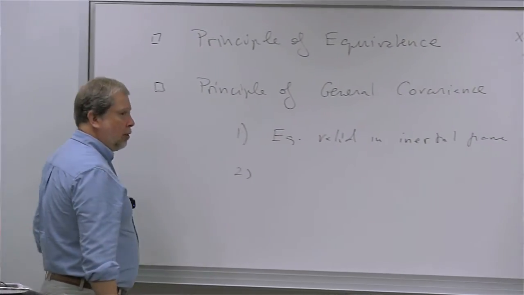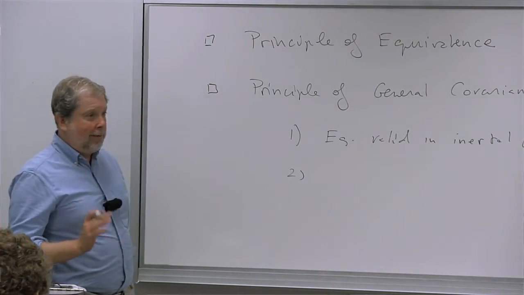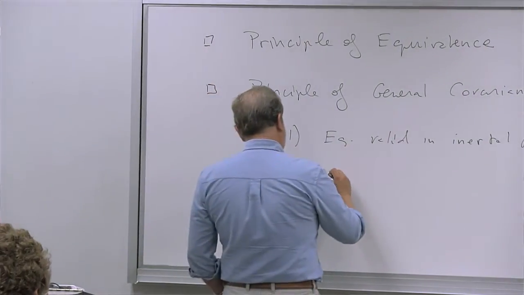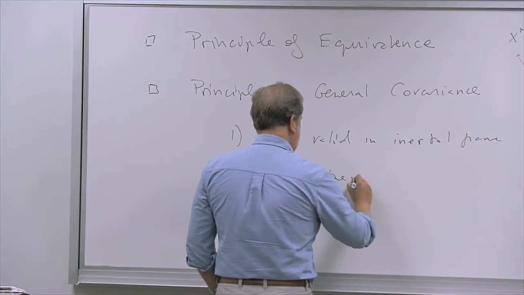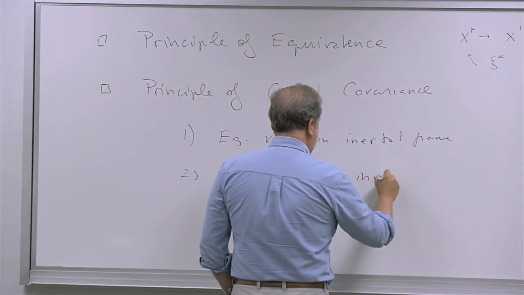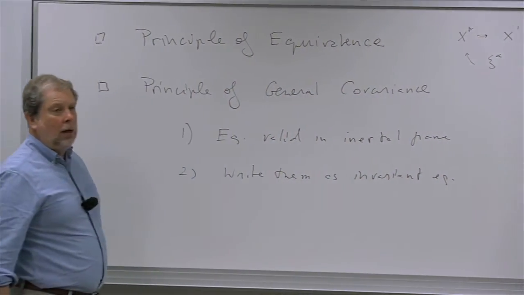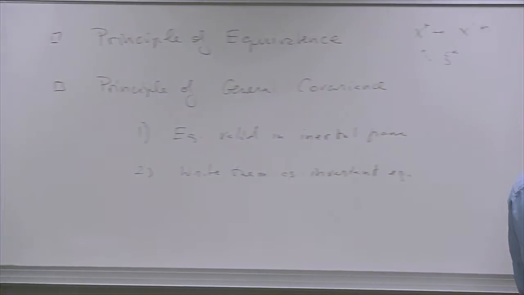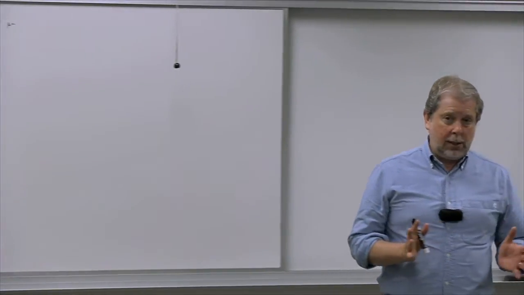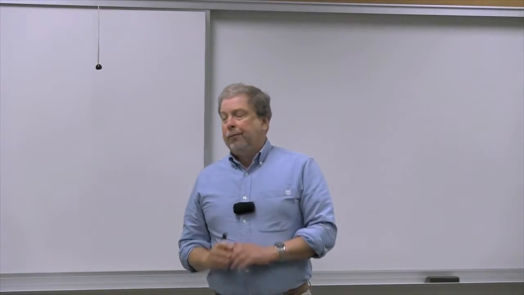And then the next step is to make sure that these equations are generally covariant, that is, they are form invariant and they're valid in any coordinate system. So write them as invariant equations. Invariant equations means that they have the same form in any coordinate system, right? They have the same shape.